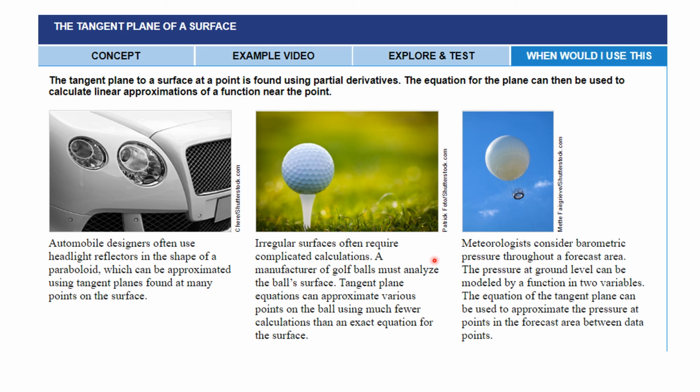The last example is meteorologists consider barometric pressure throughout a forecast area. The pressure at ground level can be modeled by a function of two variables, longitude and latitude. The equation of the tangent plane can be used to approximate the pressure at points in the forecast area between these data points.